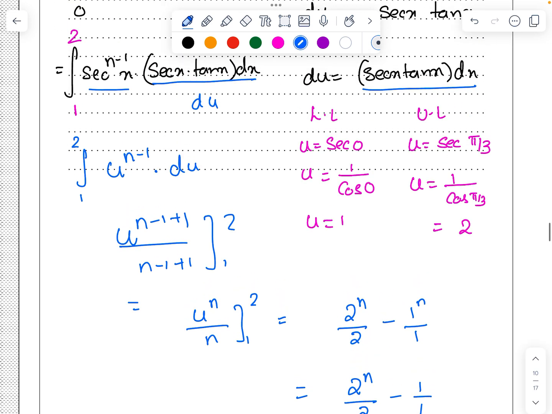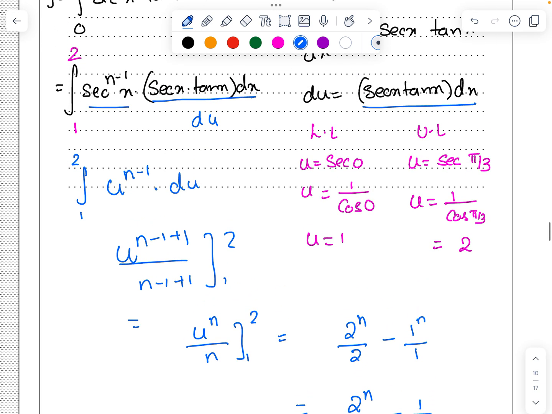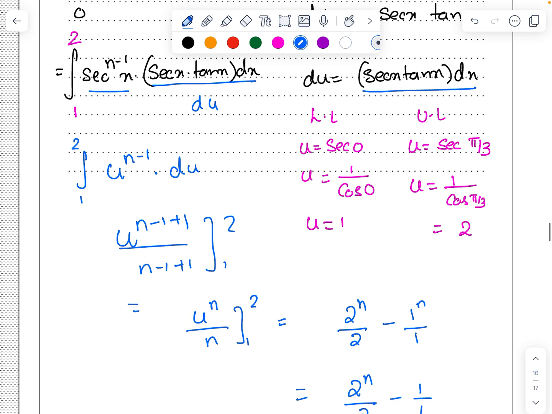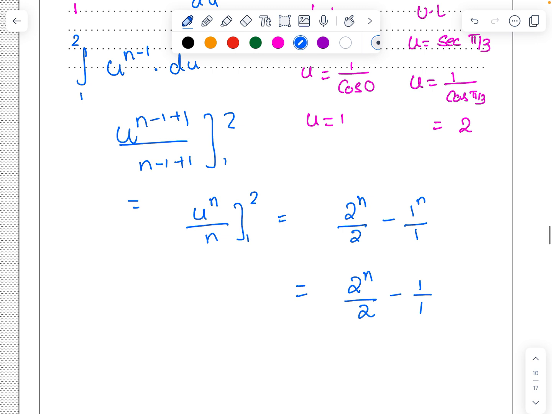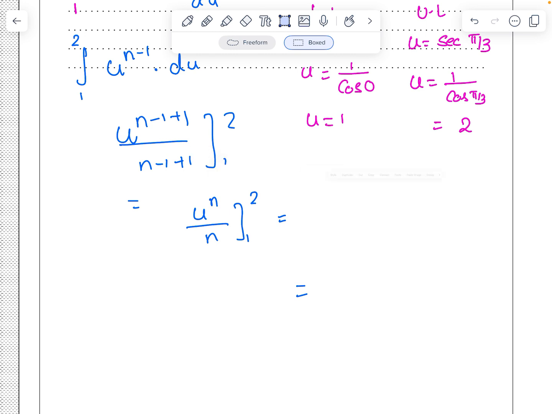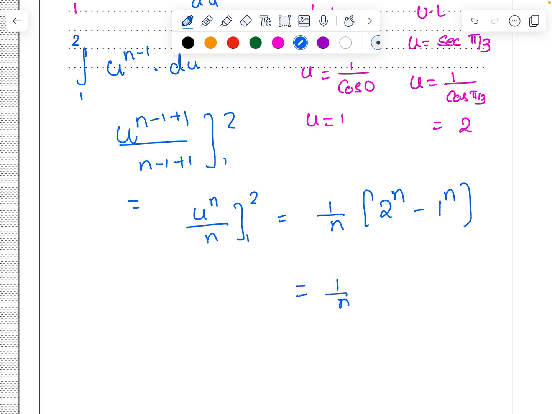But here you have to be very much careful. I'll just redo this over here. So I can write it as 1 upon n times 2 to the power of n minus 1 to the power of n. So 1 upon n, 2 to the power of n stays, and 1 to the power of anything is 1. So the answer is going to be 2 to the power of n minus 1 by n. That's going to be the answer.